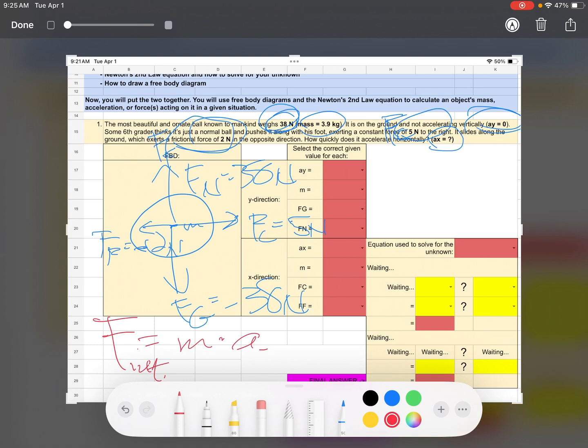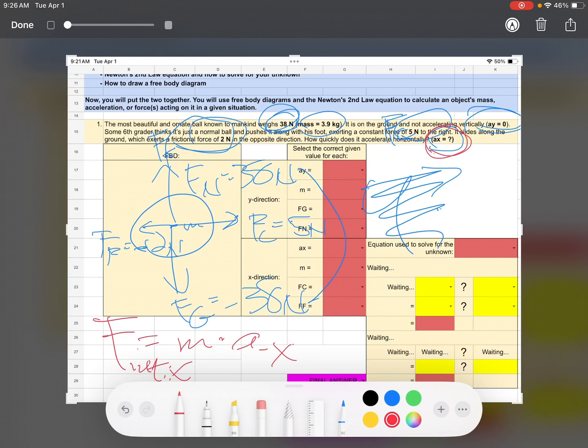And don't be confused about whether it's F net X equals M A X or what. Well, it depends on where the action is. Go where the action is. Is there anything going on in the Y direction? No. The forces are balanced. There's no acceleration. There's nothing going on there. So we're not doing anything in the Y direction, and we're only focusing on the X. In fact, what are we solving for? AX, in the X direction.